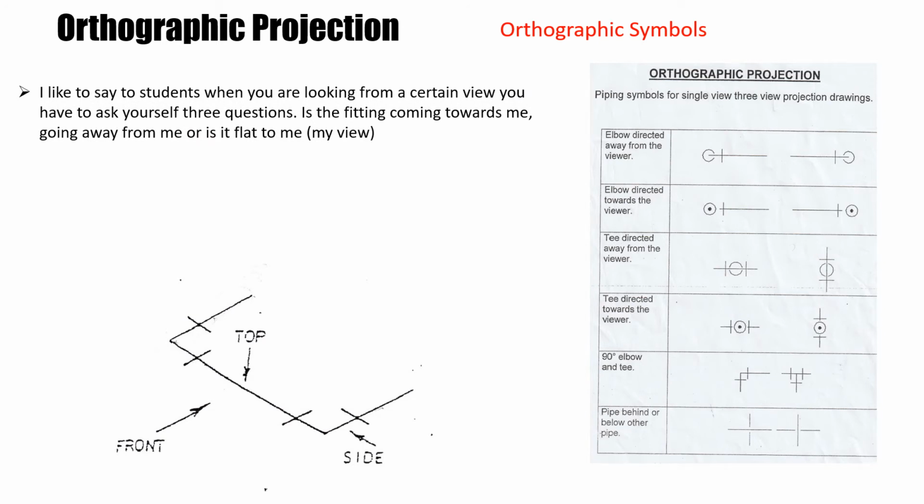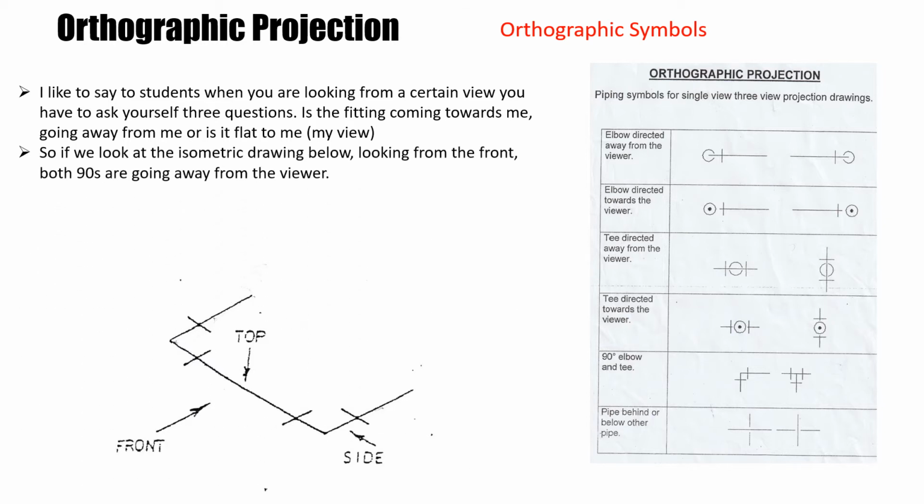So again, it's important to ask the three questions regarding every fitting. Is it coming towards me? Is it going away from me? Is it flat to my view? Again, if we're looking from the front, both of the 90s are going away from the viewer. If we look from the top, both the 90s are flat to the viewer, and you can see all the lines that are involved in the drawing, right?